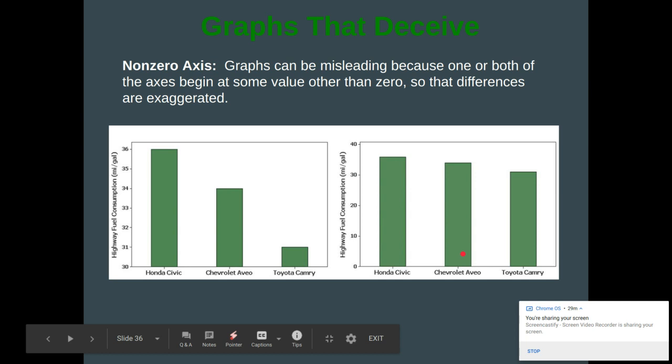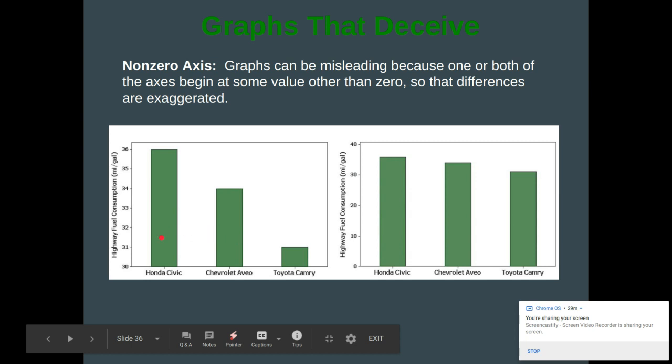Now, graphs that deceive, this is where it gets fun. Okay, the first thing is a non-zero axis. What that means is basically starting at a point other than 0. So you're not showing the entire data, you're just showing a part of the data. And we can see this graph on the left is meant to deceive us.